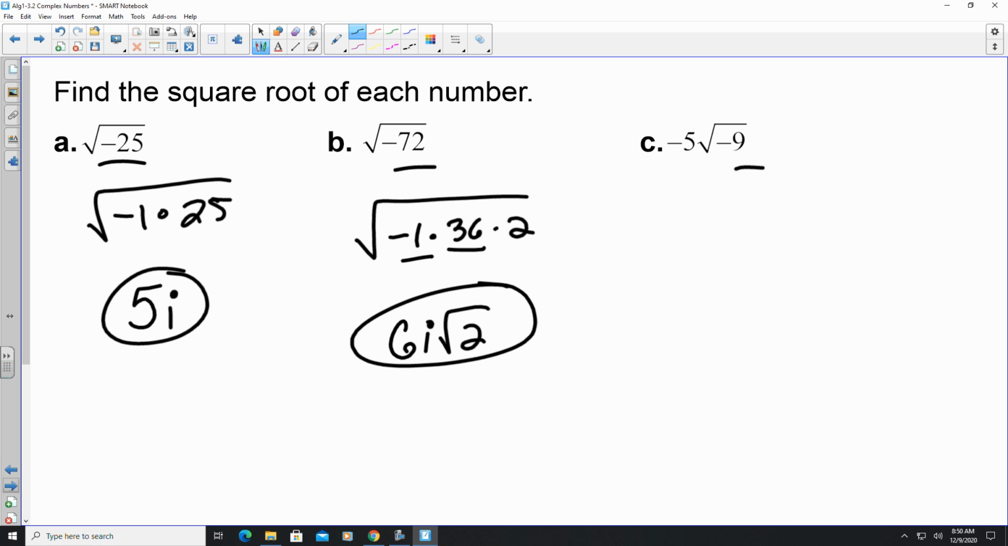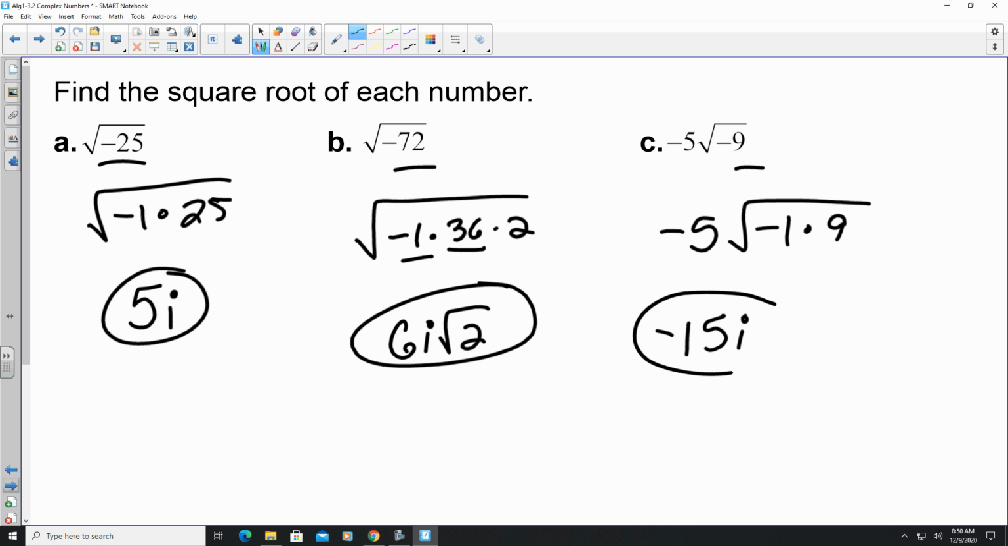Over here with C, this is going to be negative 5 on the outside. This is going to be the square root of negative 1 times 9. All right, the square root of 9 is 3. 3 times negative 5 is negative 15. The square root of negative 1 is i, so this is negative 15i.